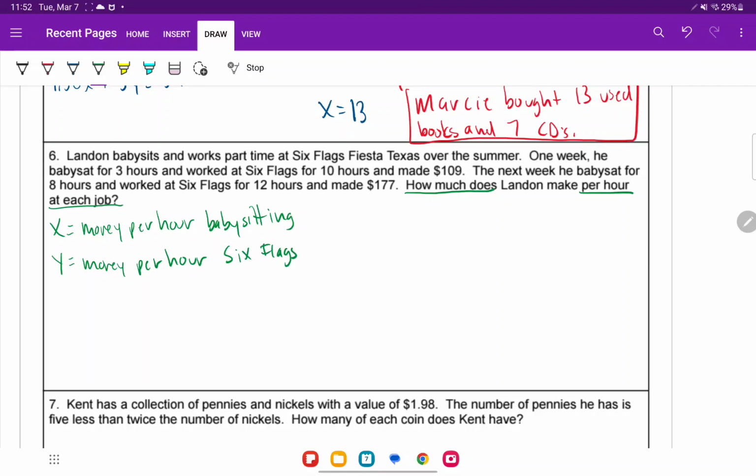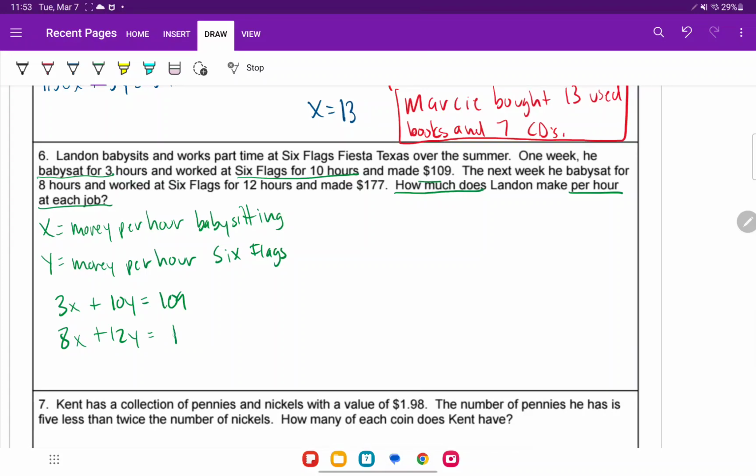Okay. So our first sentence says, in 1 week, he babysat for 3 hours. So that's going to be 3x. Plus, worked at Six Flags for 10 hours. So that's plus 10y. And he made $109 that day. The next week, he babysat for 8 hours. So 8x. And worked at Six Flags for 12 hours, plus 12y. And this time, he made $177.